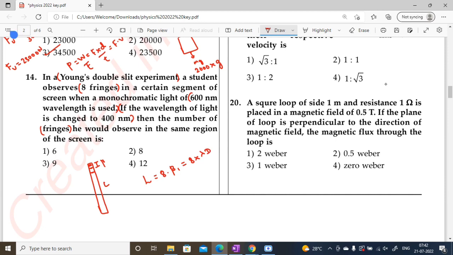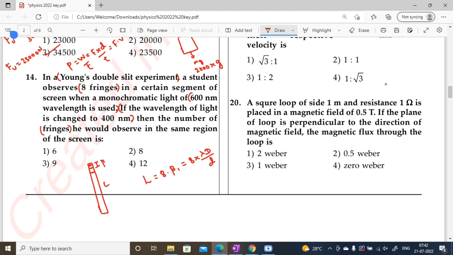lambda D by d. Very clearly, this capital D represents the distance between the slits and the screen, and small d represents the distance between the slits. We have two slits here, and the distance between the slits is given by small d. The distance between the slits and the screen is given by capital D, right? So this is the first case.